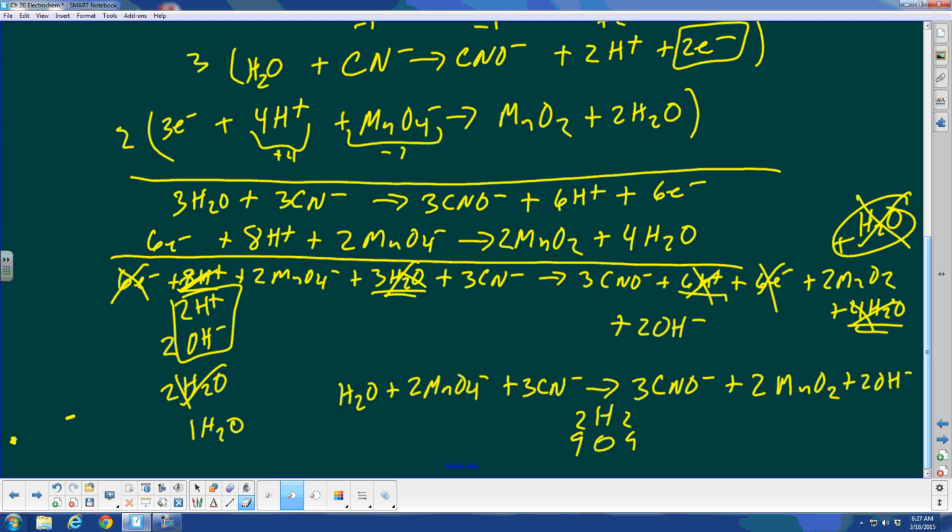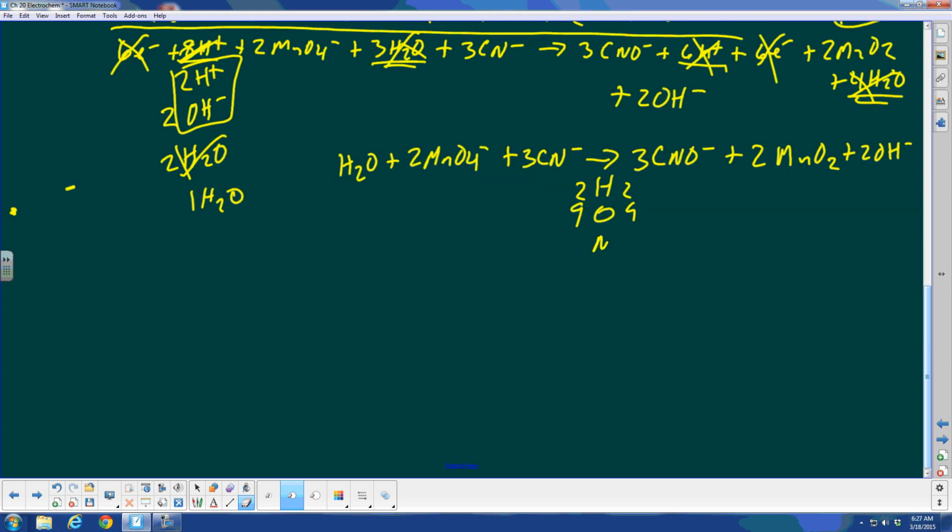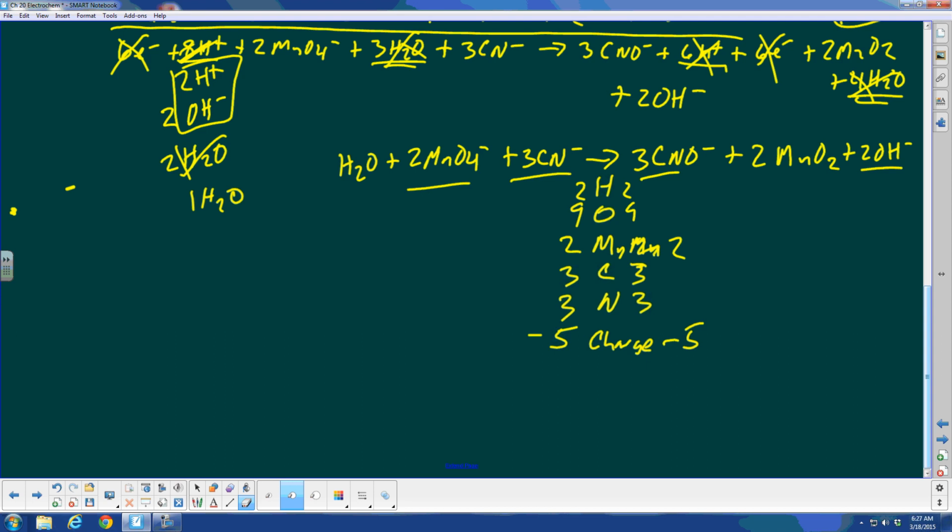Good. It's looking like I'm doing pretty well. Manganeses. I have 2 manganeses and 2 manganeses. Good. Carbons. I have 3 carbons, 3 carbons. Nitrogens. I have 3 nitrogens, 3 nitrogens. In charge, I have a -2 and a -3 is a -5, right? I have a -3 and 2 -1s, a -5. Woohoo! That is the correct answer.